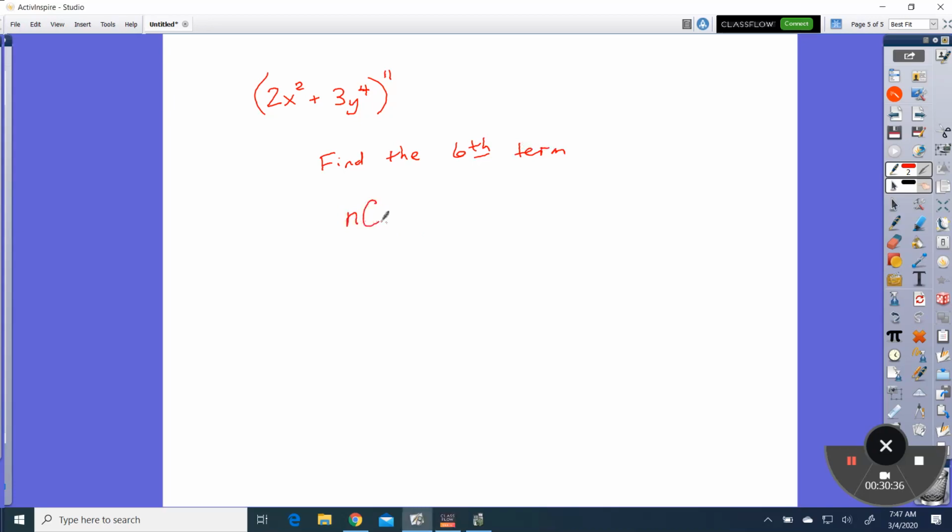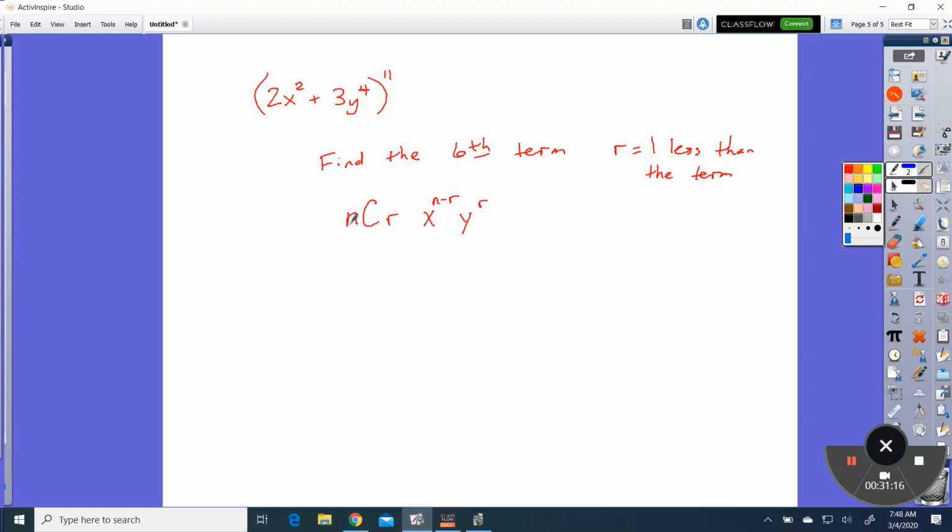I told you I was going to write this down. So here it is. This is how the powers will always work out. So notice how the y has the same r. And then this is the n minus r. So that's 11 minus whatever the r is. And r is always 1 less than the term. So anyway, that's the general setup to find any term.